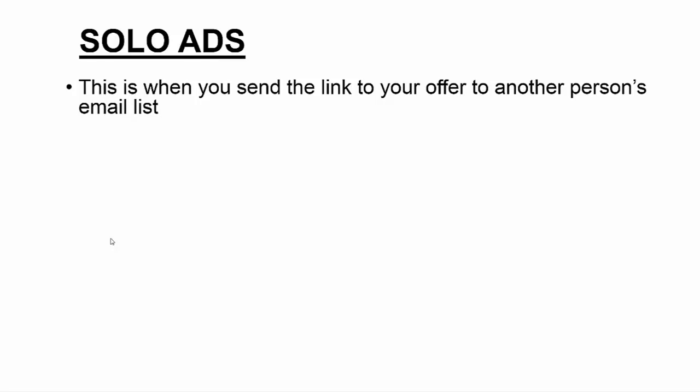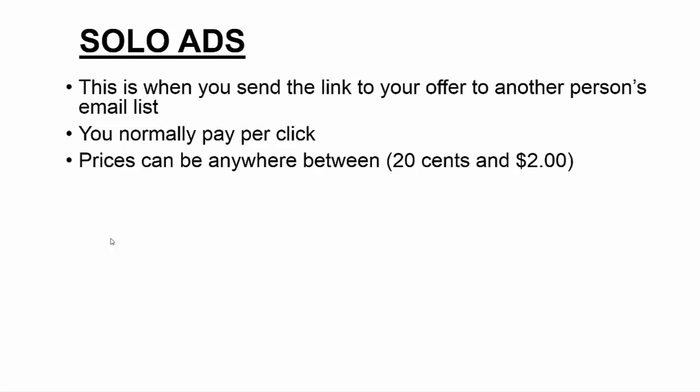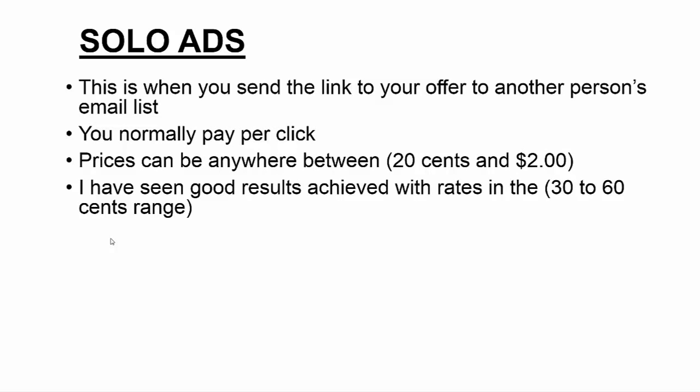People that provide these services out there, they have lists of people in various niches that have either purchased or shown interest in a particular product relating to that niche. There are many in the make money online niche, but you can find them in other niches as well. You normally pay per click. Prices can be anywhere between 20 cents and $2. The prices I pay are normally between the 30 to 60 cents range, and I've actually got good results within that range, so you don't have to go really expensive to get good results.